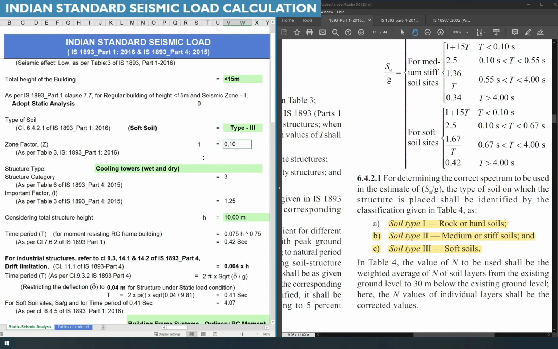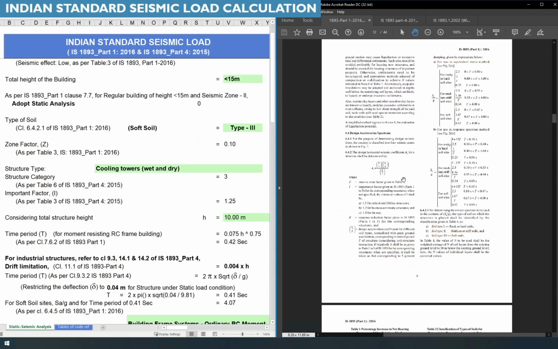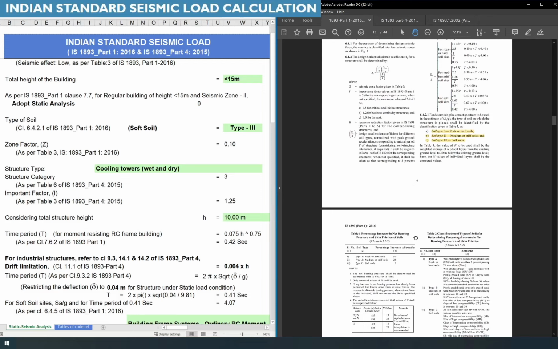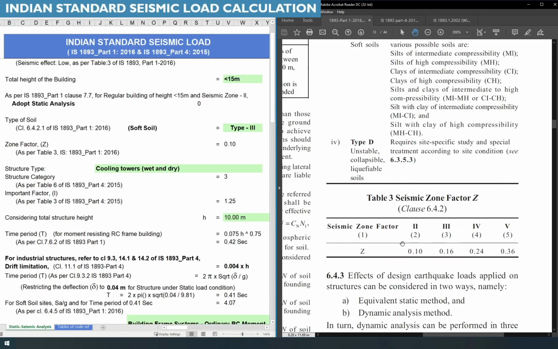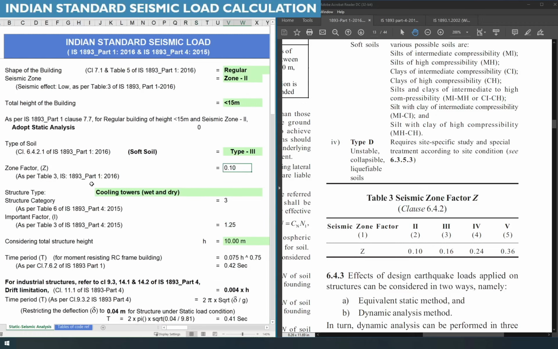Then the seismic zone factor as per Table 3 of IS 1893 Part 1 can be considered. For that, page number 13 is to be referred. Here you can see the seismic zone table, which provides the value of 0.1 for seismic zone 2. So I am taking that value.